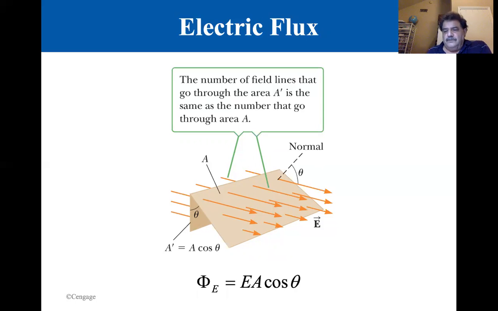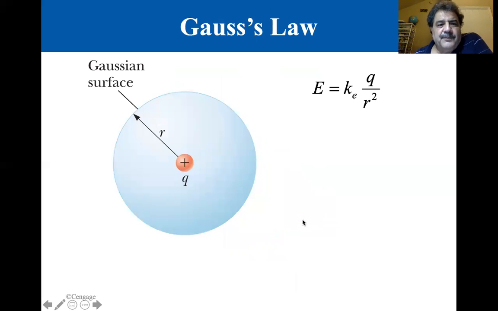The number of field lines that go through the area A prime is the same as the number that go through area A. And you can see that if they pass through this perpendicular piece, it goes through this slanted piece also.